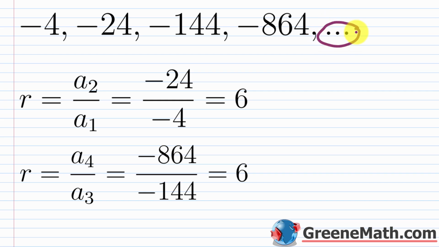Again, if you wanted to find r, the common ratio, what you're going to do is pick two terms that are next to each other, and then divide the one on the right by the one on the left. That's all you have to do. So for this one, I'm going to do a sub 2 over a sub 1, and that equals negative 24 divided by negative 4, so that's going to be 6.